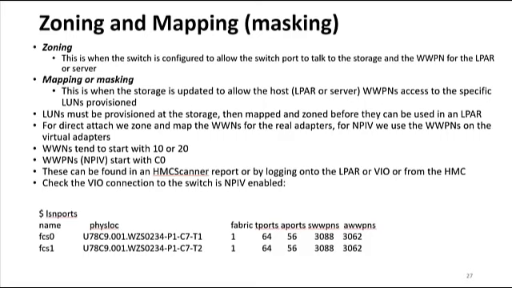If you're using VSCSI, then we only deal with what I call WWNs, which are the actual real adapter ones. Those all start with a 10 or a 20, and those are actually the VIO server. And then the WWPNs will always start with a C0. You can run an HMC scanner report, you can log into the LPAR or VIO or the HMC to find out what those are.